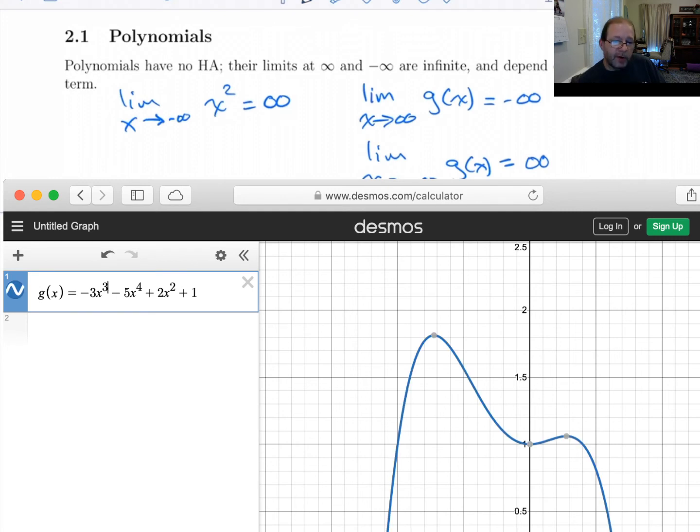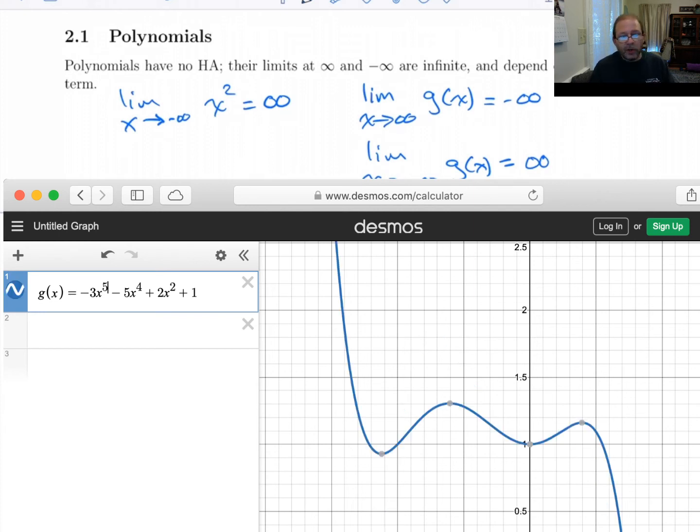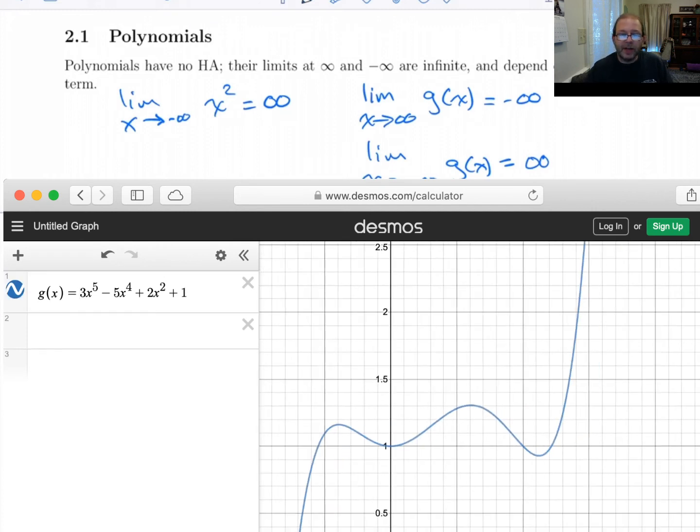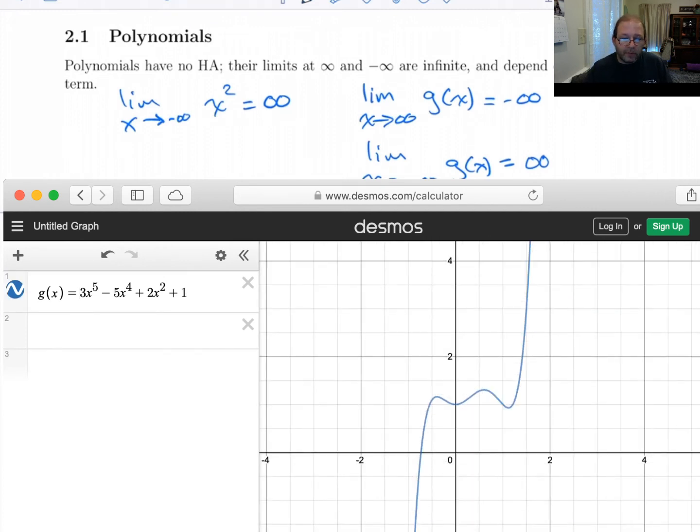If I put in an odd number, this one threw me for a second because it looks like both of them are going down, and that's true. But I've got this x to the third. X to the fourth there is now my leading term. So they're both going down. If I change this to, say, x to the fifth, notice we've got one going up and one going down. If I want to change it so that one goes down and one goes up, I could just change the sign of this. And we get this graph.